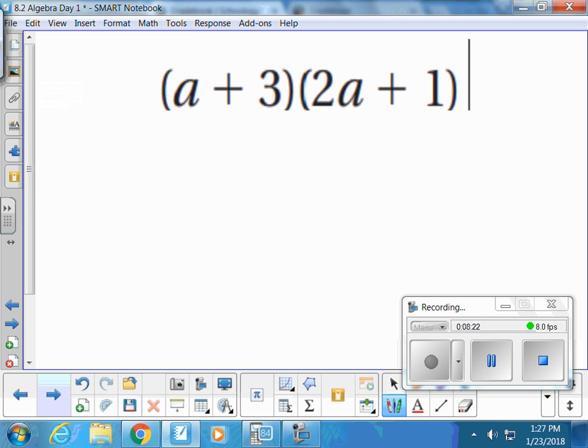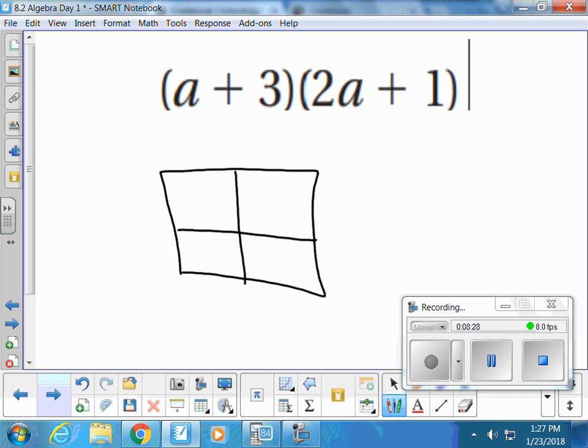I like the box. Alright, so let's draw ourselves a 2x2 box. We've got A and 3 and 2A and 1. They're all positives. We'll make sure our next example has some negatives in it, and then we can maybe be done.